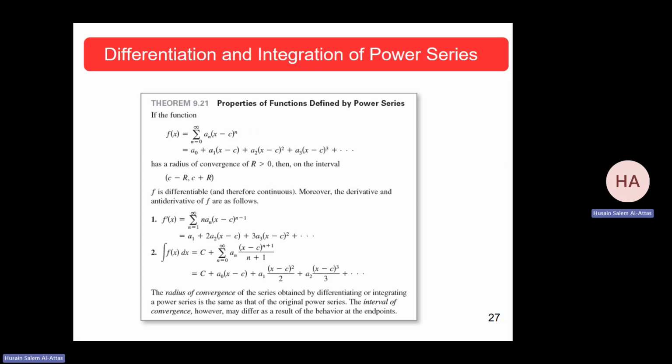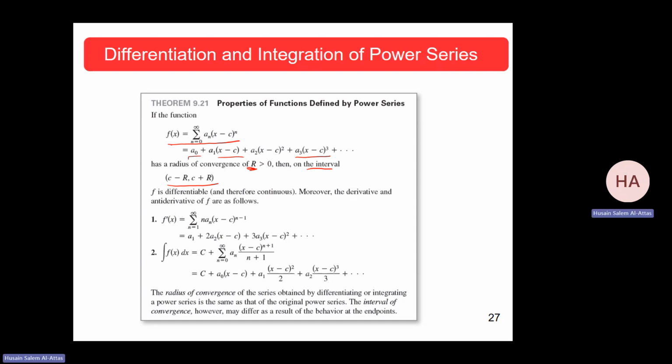Now we have this simple idea about how to differentiate and integrate power series. If you have this power series, you have a function which should be written this way, where you have this radius of convergence R and the interval of convergence. Assume it's differentiable and therefore continuous. What will happen if I want to find f prime? I will do it term by term.